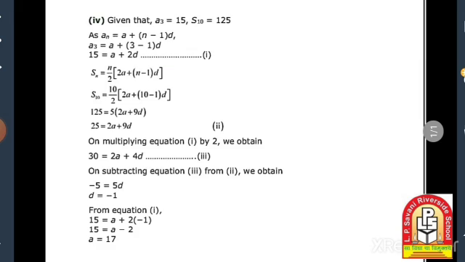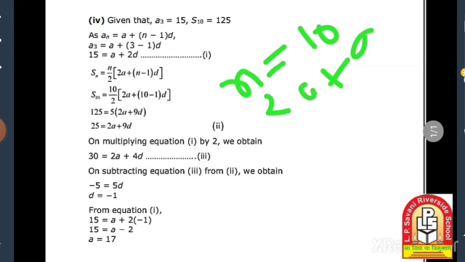Next I use the equation of the summation of arithmetic progression, that is Sn is equal to n by 2 in the bracket (2a plus (n minus 1) into d). I take S10 because S10 is given in the question, so I use S10 is equal to 125 to make the equation. So S10 is equal to 125, n is equal to 10 over here, and 10 by 2 into the bracket (2a plus 9d).